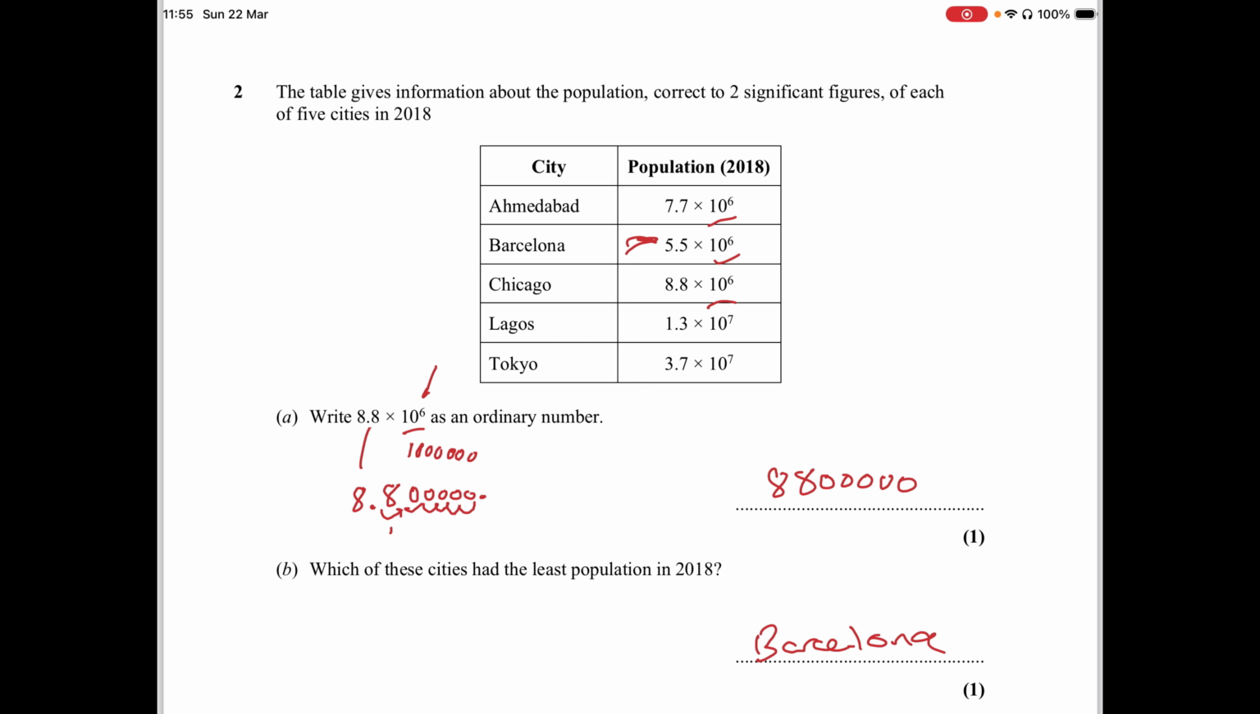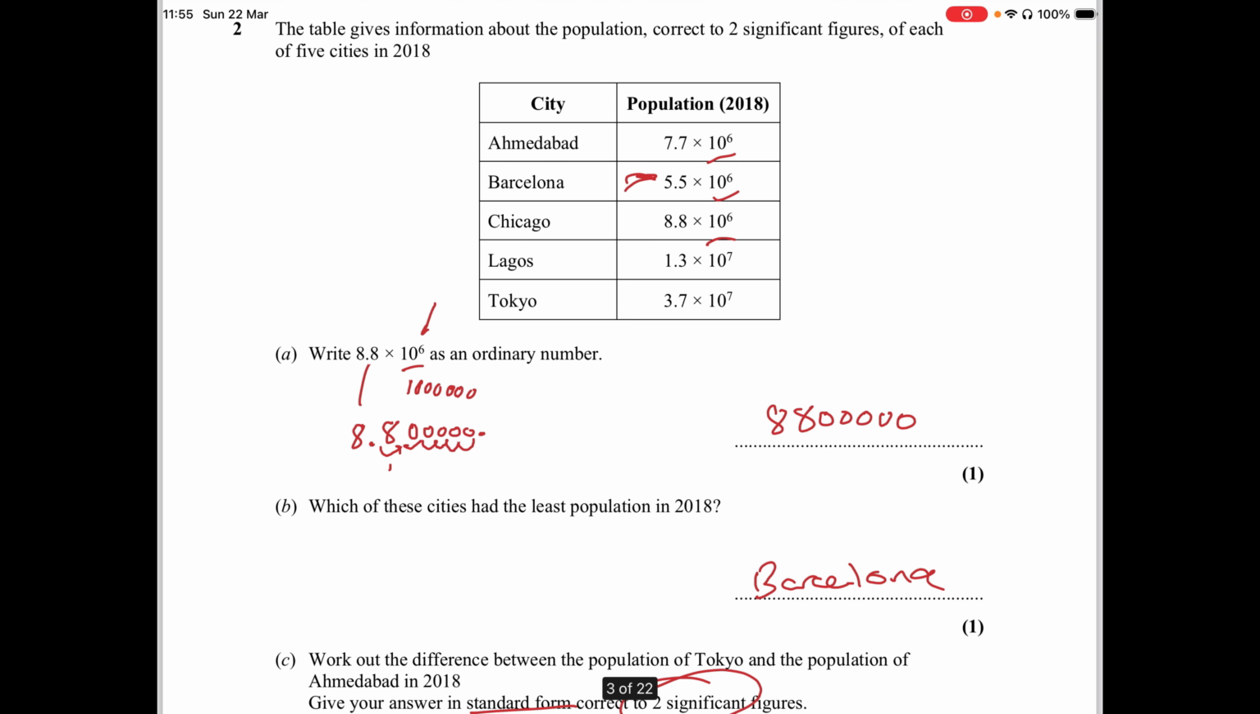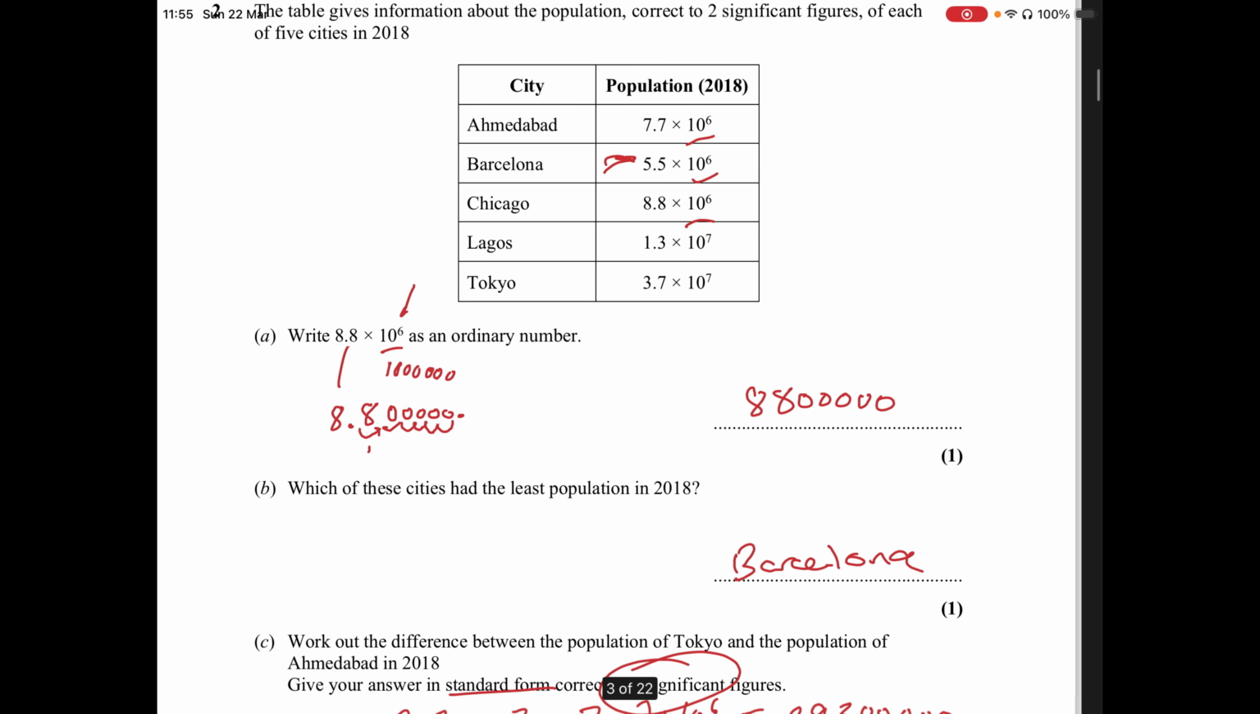Number 2, write it as an ordinary number. Just move the decimal point 6 places to the right. That gives you 8,800,000. Which of the cities has the least population? Look for the powers of 10, which is the smallest power. And obviously after that, look at the first number. It is Barcelona.